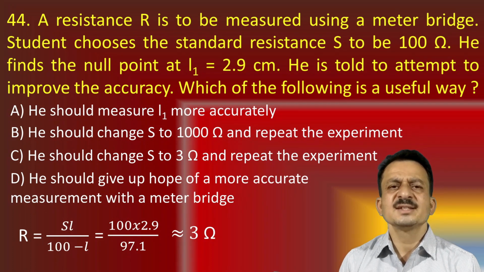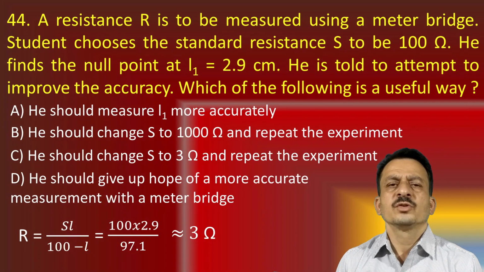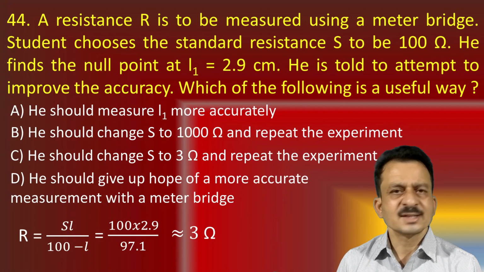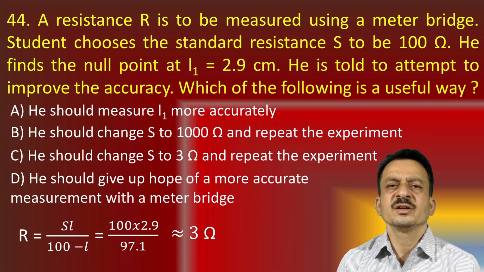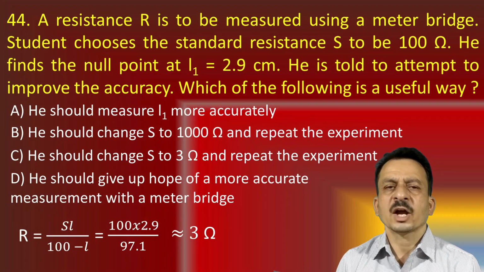So since the resistance is 3 ohms, the right hand side, that is the right gap, should have a standard resistance of around 3 ohms, so that we will get the balancing point exactly at the mid region. Therefore option C is the right answer. He should change standard resistance S to 3 ohms and repeat the experiment. Then he will get the accurate value.